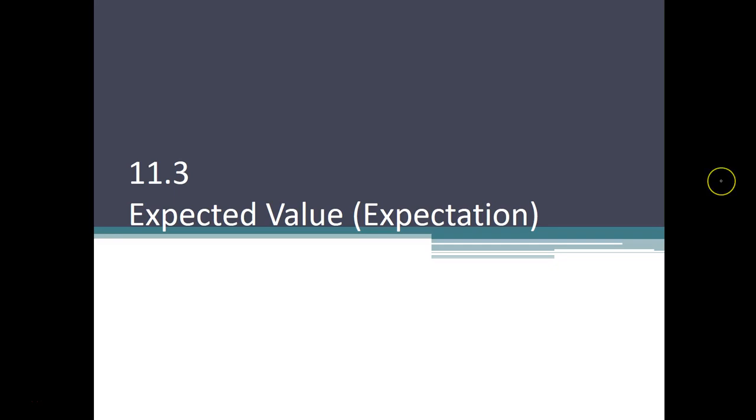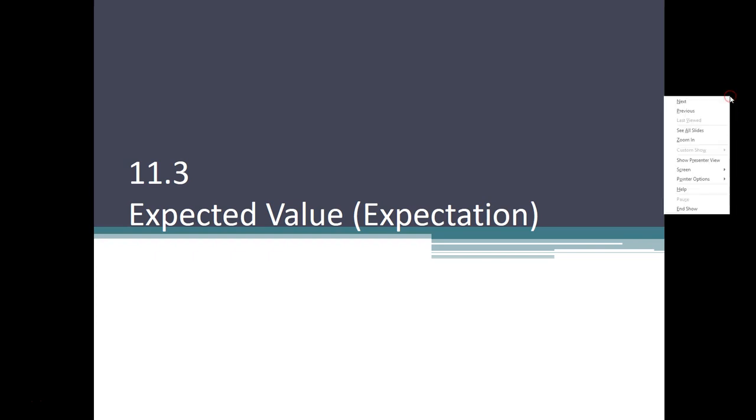Hey there, welcome to our discussion on expected value, or expectation. This discussion will be valuable for trying to figure out if a certain venture is worth it or not, whether it be business or a gambling game or just figuring out whether you want to hold that garage sale on Saturday or not due to the weather. Expected value can help you figure that out.